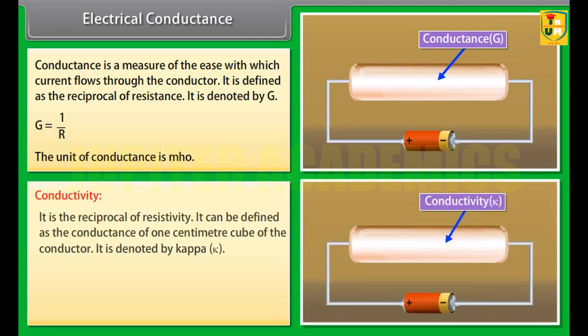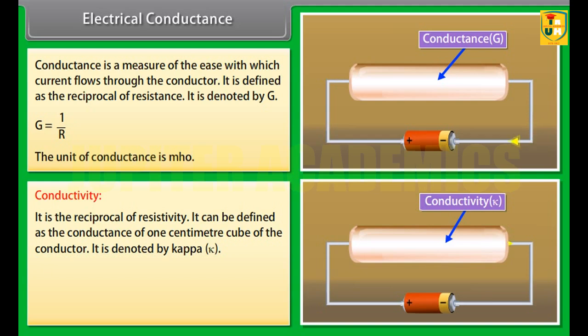Conductivity. It is the reciprocal of resistivity. It can be defined as the conductance of 1 centimeter cube of the conductor. It is denoted by kappa. Kappa is equal to L upon RA. The unit of conductivity is mho centimeter inverse.